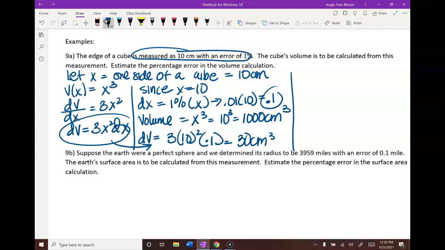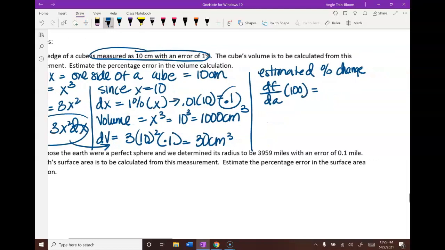Now, if you look back at your notes, I gave you guys a formula. The estimated percent change formula I gave you is df over dA, and then times it by 100.